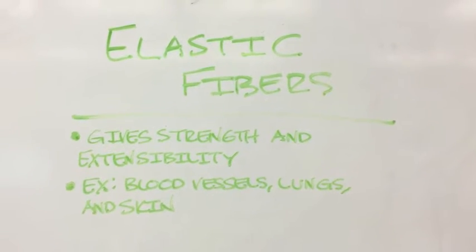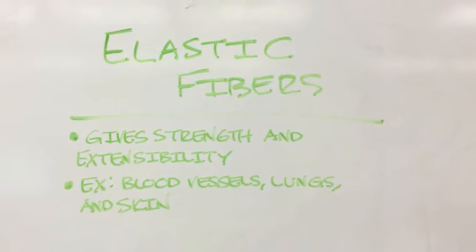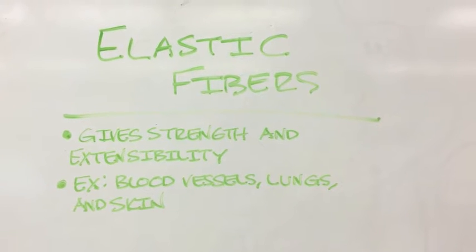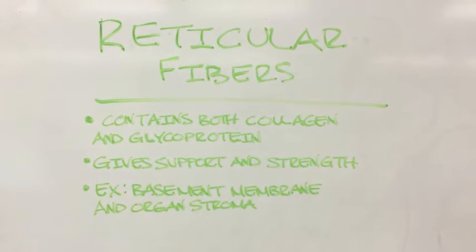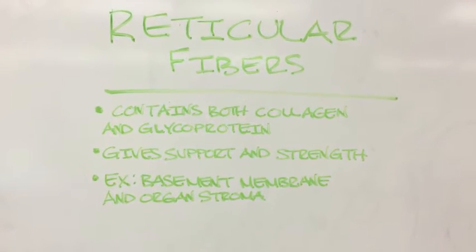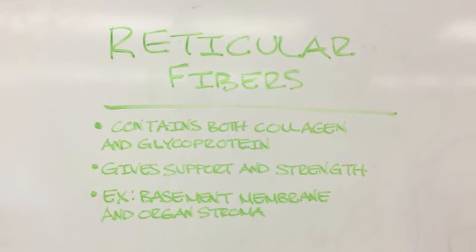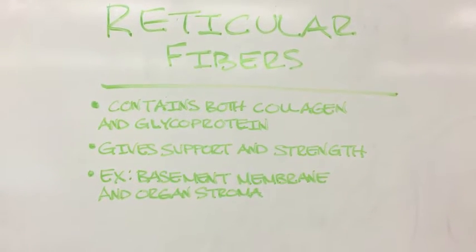Elastin fibers give strength and high amounts of flexibility. Some examples of elastin fibers being used in the body are in blood vessels, lungs, and the skin. Reticular fibers contain both collagen and glycoprotein to give support and strength. Some examples of reticular fibers being used in the body are in the basement membrane and the organ stroma.